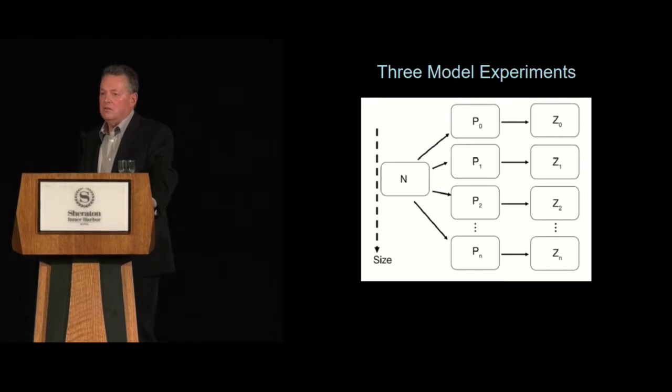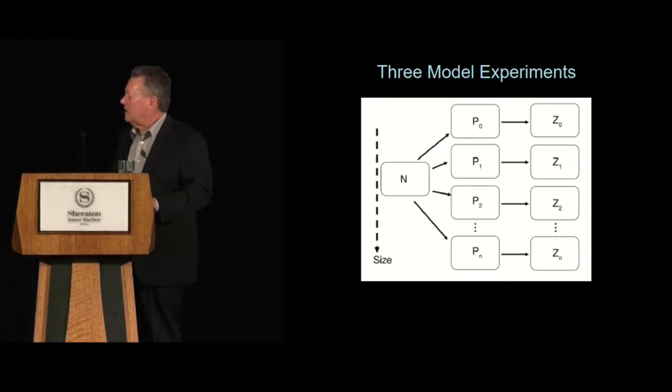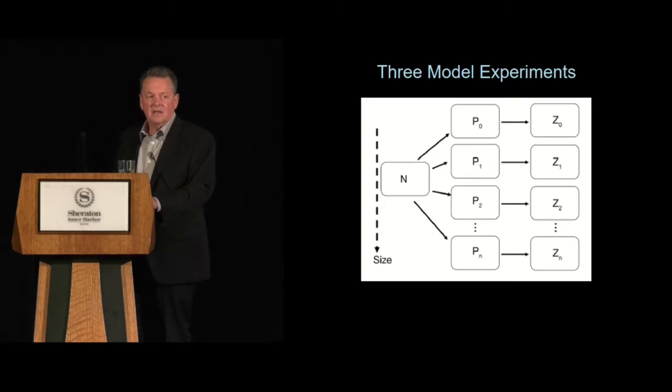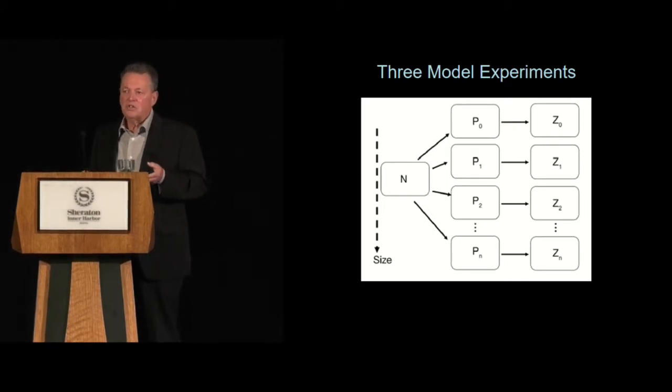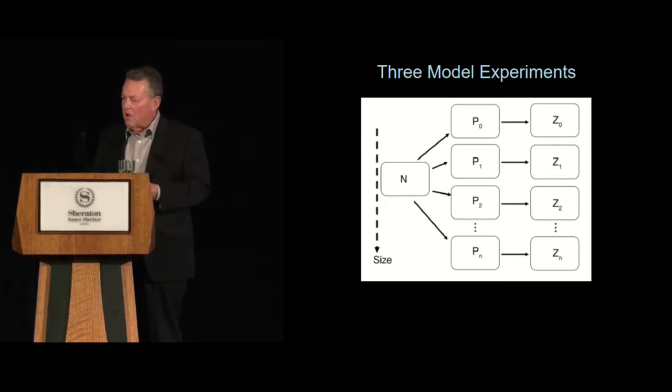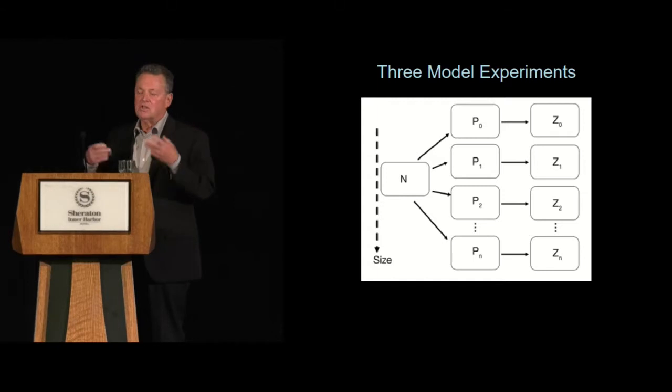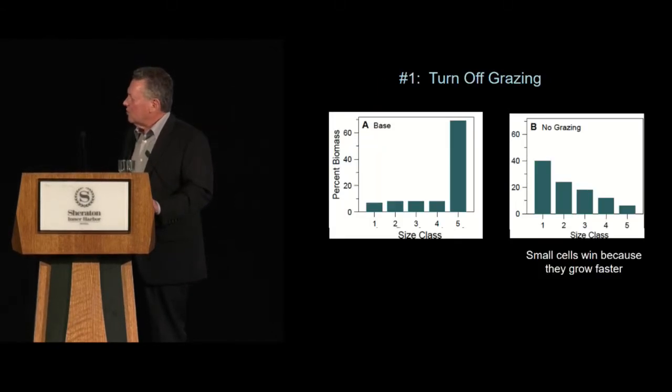Next, I use this model to do some really simple-minded experiments, but I think they can generate some hypotheses that we can test. So the first experiment that I did was I used the model results that I've just shown you as a baseline, and then I asked the question, what happens if we just turn grazing off? What happens if we set grazing to 0 and run the model again with the exact same initial conditions and forcings? And the result, and it's not surprising, the result is very different.